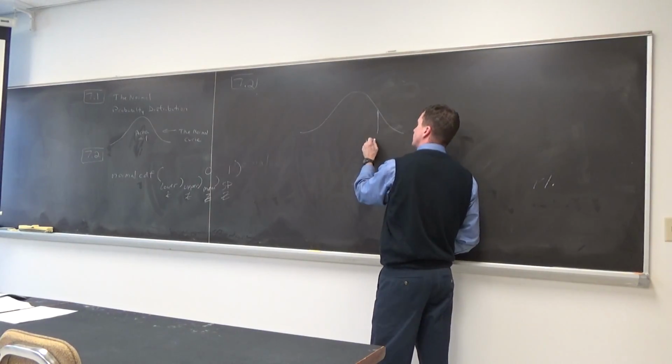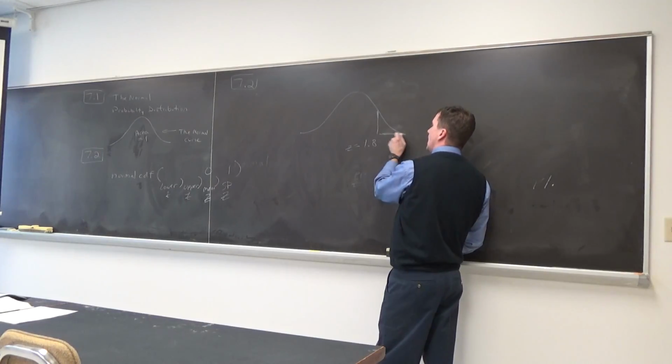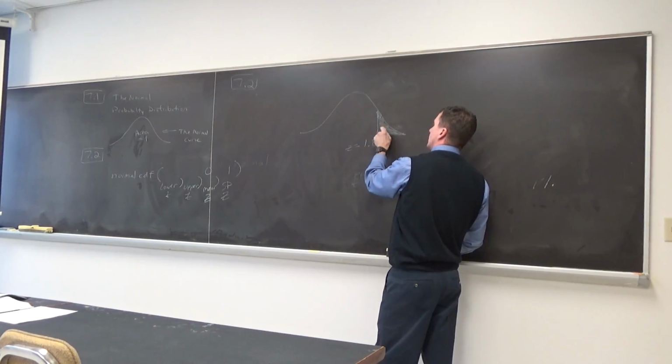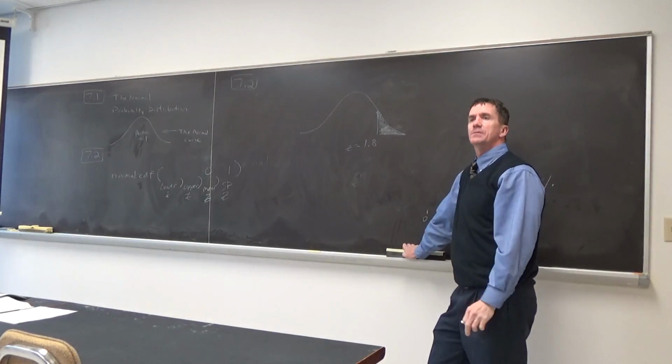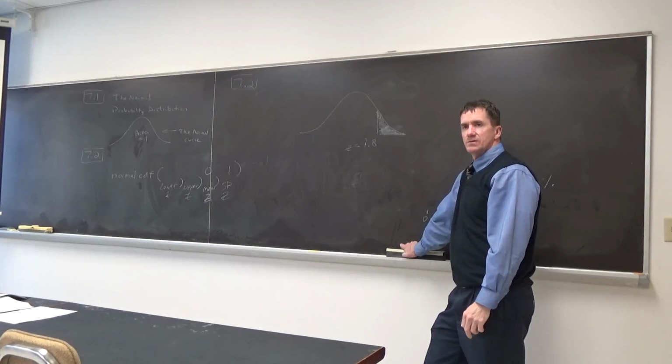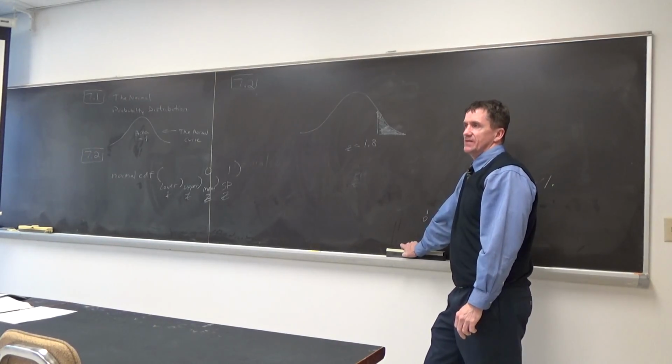This is 1.8 for a z-score. And I'm shading forever this way. And I want you to get the area under that curve. Or another way of saying it, can you give me the proportion? The proportion of that bell curve shape.